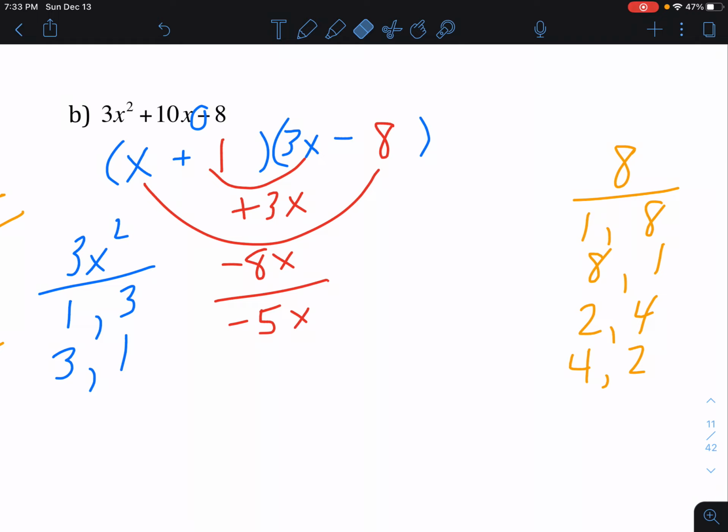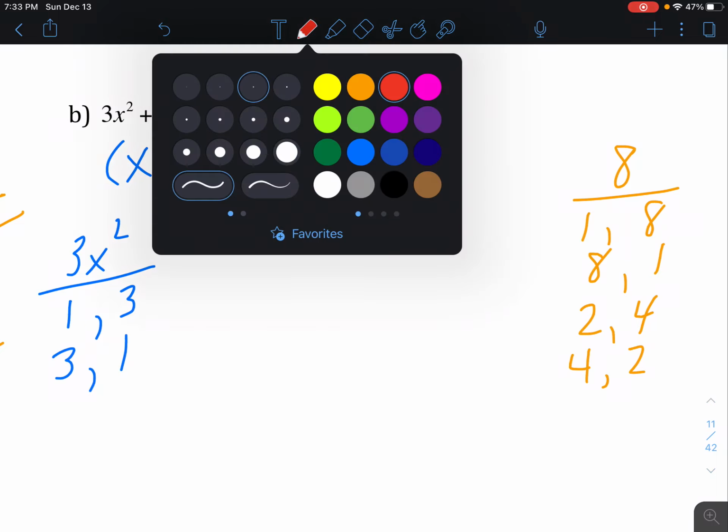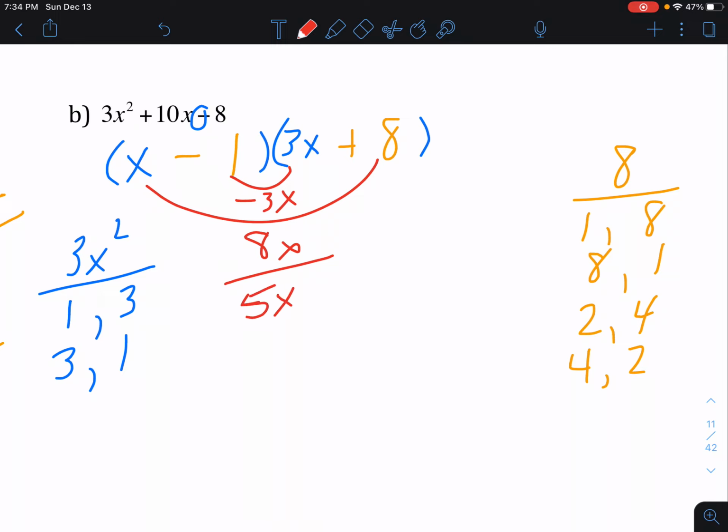Or, let me back up a little bit here. Maybe you could keep 1 then 8. And what you have the option of also doing then is just switching the signs. Instead of plus minus, put minus plus. That's also a way of doing it. So let's try it this way. So multiply, outside would be 8x, inside would be -3x. That adds up to 5x. That's not good. So the order of 1 and 8 did not work.